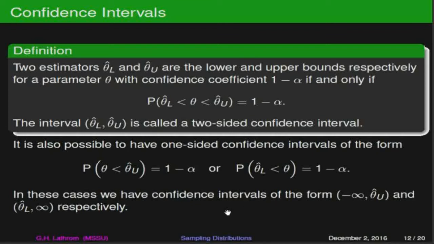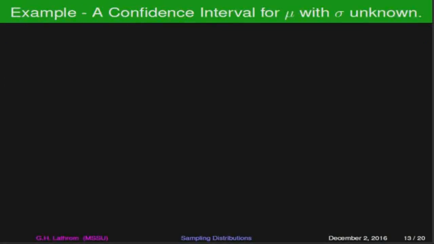Now, we can also have a one-sided confidence interval. So if we just had an upper bound for theta with a probability of 1 minus alpha, or we can have a lower bound for theta, again having a probability of 1 minus alpha. So we can have one-sided confidence intervals as well. There's nothing really prohibiting that in this respect. So now let's do an example of a confidence interval for mu where sigma is not known.